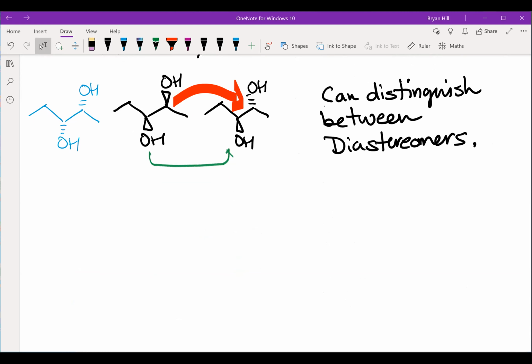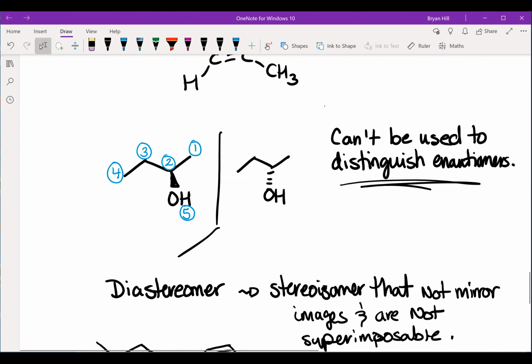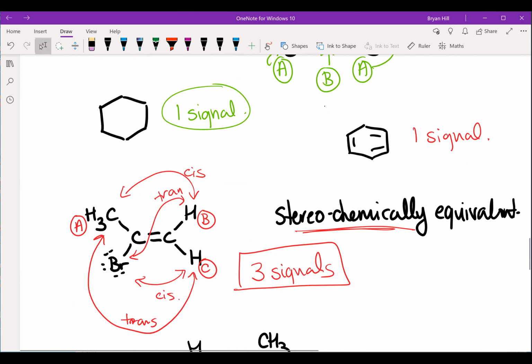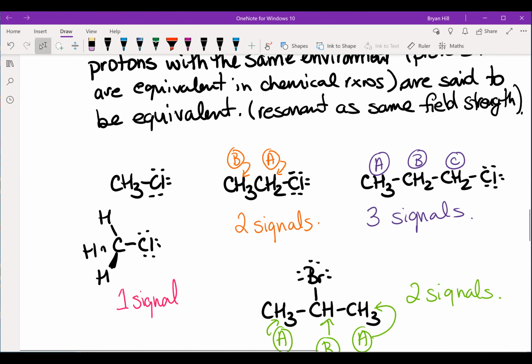Okay, is everyone happy with that? If we were to draw a structure to be able to theoretically pick out how many different signals we should see?